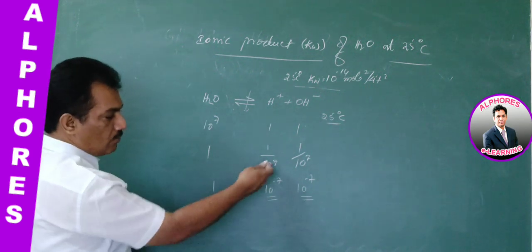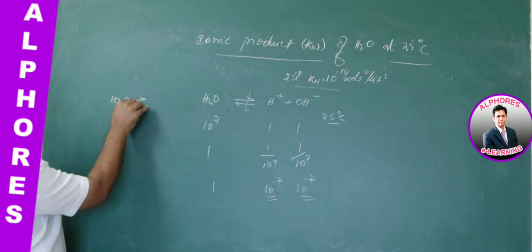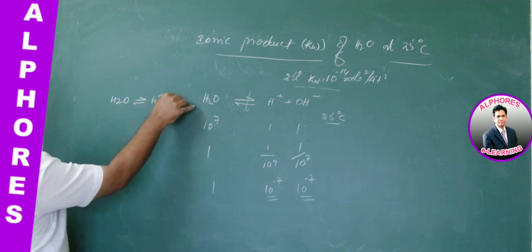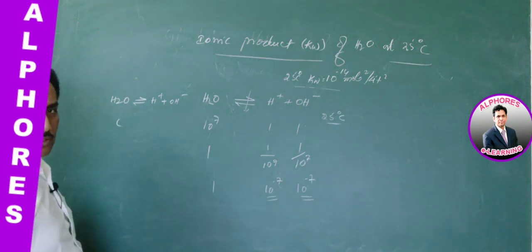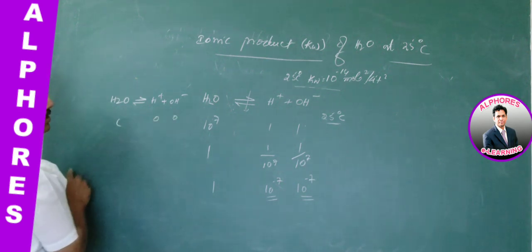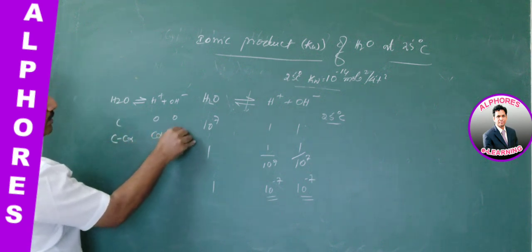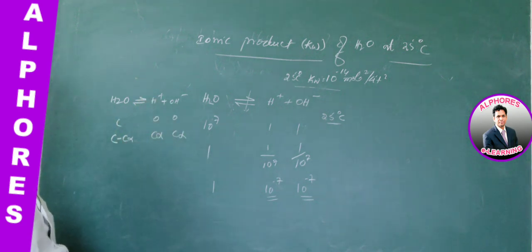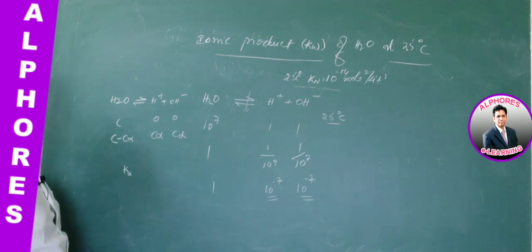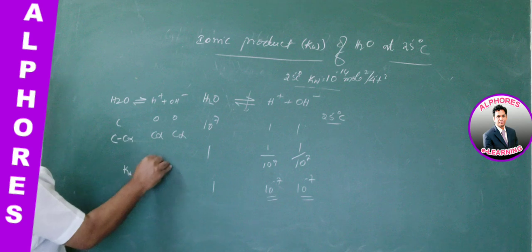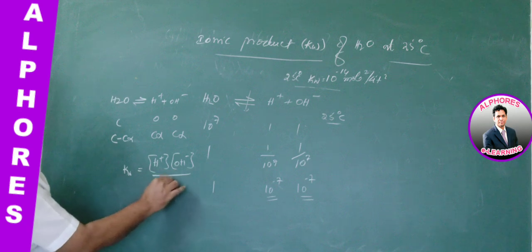Now, for convenience, how can we derive this equation into a formulation? It is like this: H2O dissociates into H plus and OH minus. Here we consider the concentration of water as C, and these are 0 and 0 in the beginning. At equilibrium, C minus C alpha, C alpha, C alpha. And from this, the dissociation constant Kd, or simply K, is equal to the H plus concentration into the OH minus concentration by H2O.